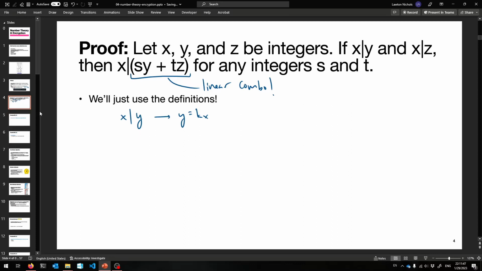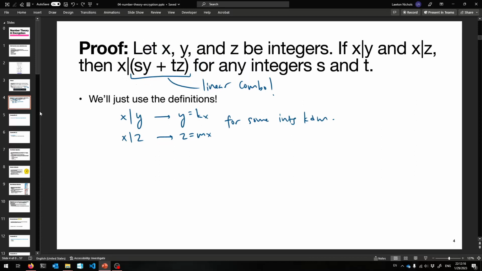Okay, and I know the same thing is true about z: if x divides z, then x is also a multiple of z. So z is equal to, it doesn't have to be the same k, it could be an m. z equals mx, and that's another integer. So these two things are true at the same time for some ints k and m. All right, so that's what I get by assuming these things, and now I need to assume them to prove this: x must divide any linear combination of those two numbers.